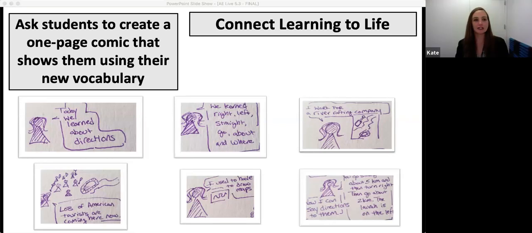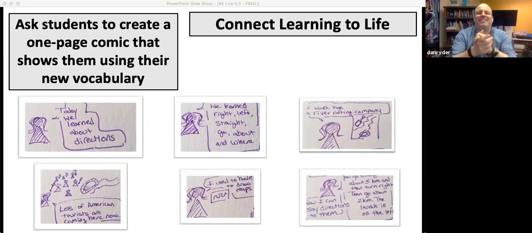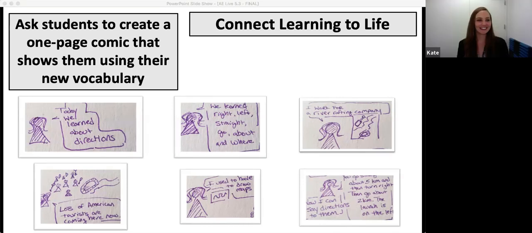Antonio says the students could act out the comics after making the comics, and that would help them practice their speaking skills. Oh, that's fantastic. I'm also a theater teacher. So I love that connection too.